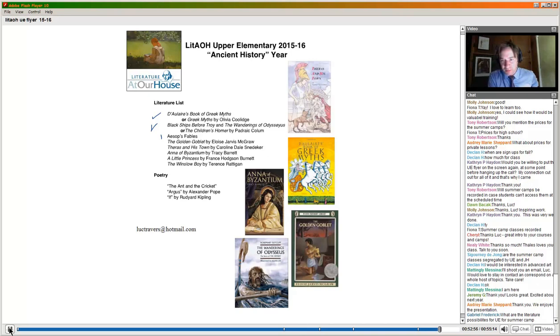So let's see. What are the literature possibilities for UE for summer camp? One possibility I'm thinking about is The Giver. Another possibility might be one of these sequels, something like a sequel to The Book of Three, The Black Cauldron, or Anne of Avonlea.